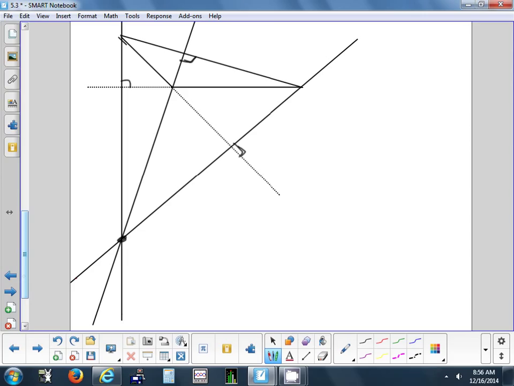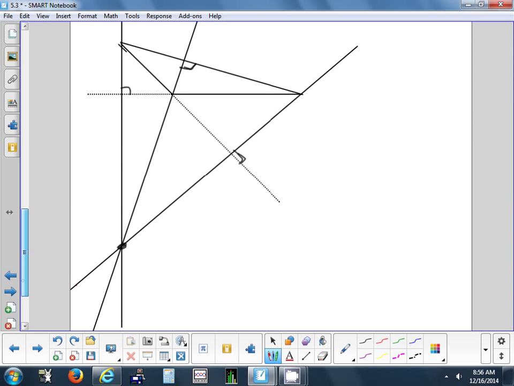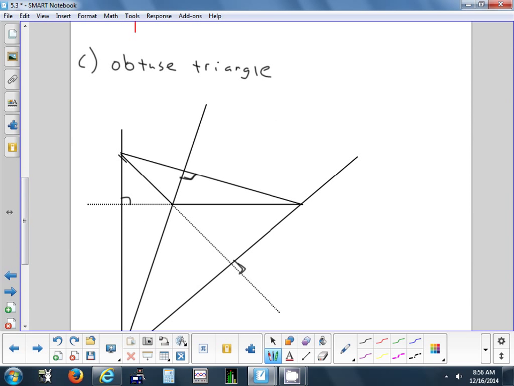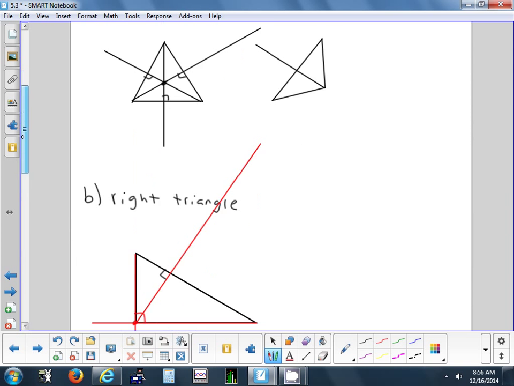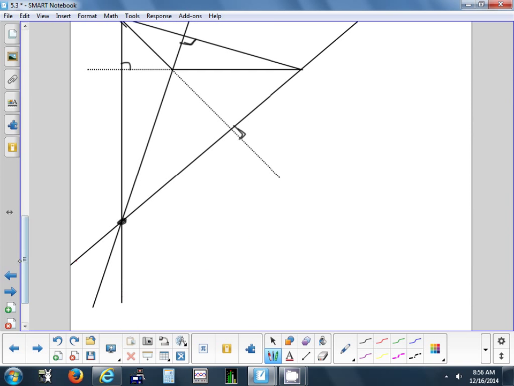Are we going to have to do this on the test? I might ask you where the orthocenter would be, for obtuse or acute. So make sure you know that. I would add that to your cheat sheet with incenter, circumcenter, centroid, all that stuff. Any questions on that?